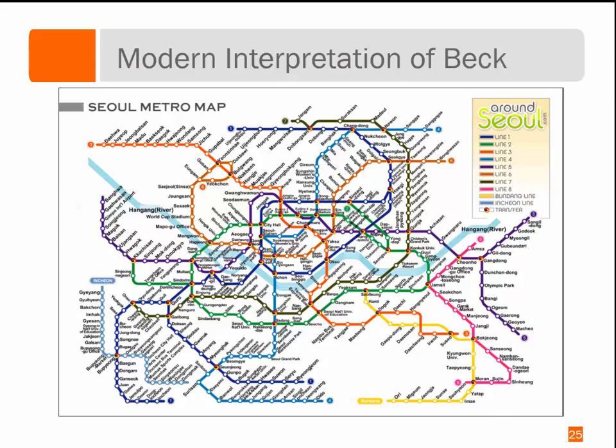We see a very modern interpretation of the Beck map here, the Seoul Metro map. And you'll notice it's encoded very much the same way. It places an emphasis on the sequence of different stations, the color of the particular line that a rider is riding on. We do see some geographic details. So we have the Han River here that passes through, and that helps provide a certain landmark of which side of the river a particular station might be on. But again, this isn't necessarily a geographic map, and that's not what it's optimized for.